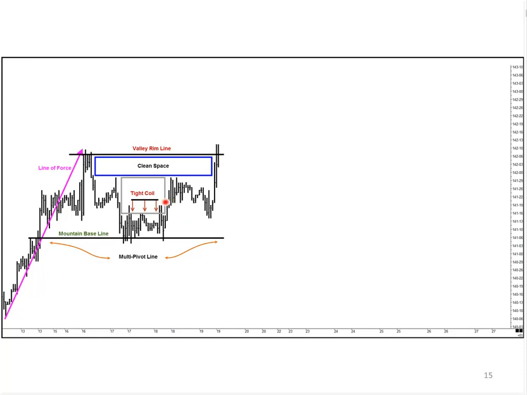And so here you can see the tight coil that I marked out, and here you can see even better the wide range bars on both sides. And this is a very, very tight coil in here. So I see this clean space, I see the tight coil, I can see price come down and try to make it, can't even make it to the multi-pivot line, then look at the volatility pick up as the buyers step into the market.